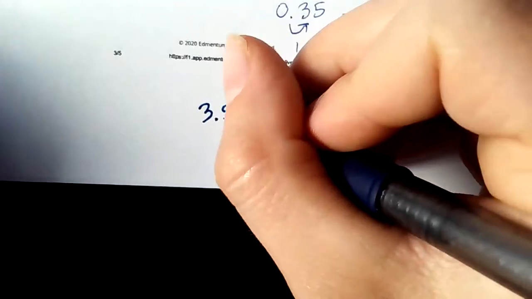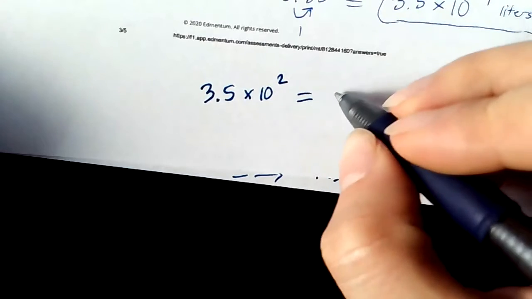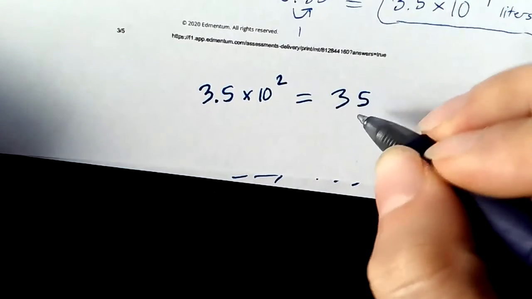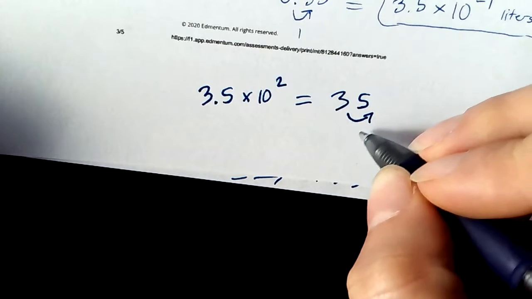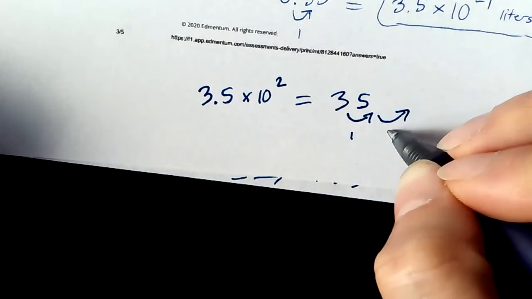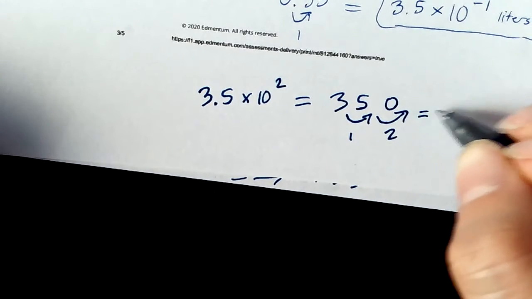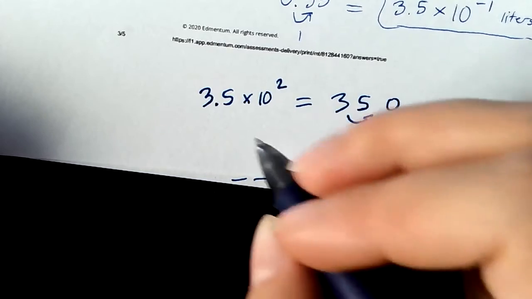Here I'll just show this. This does not have to do with the problem. This is just an example, but we'll use the same numbers. 3.5 times 10 to the 2. That means with 3.5, you're moving the decimal to the right 2 times. So that equals 350.